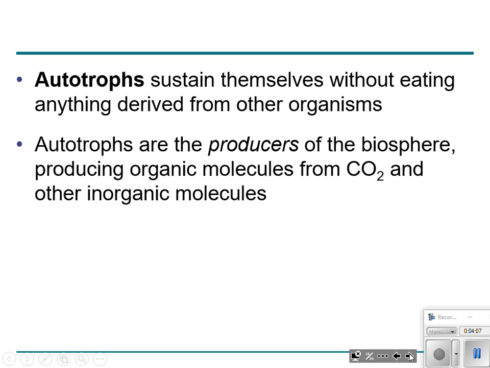We often refer to autotrophs as producers because they produce their food. They produce organic molecules, the glucose, the end product of photosynthesis. How do they do that? Well, they take water and other inorganic molecules. And you're going to learn those inorganic molecules before we're done with photosynthesis.